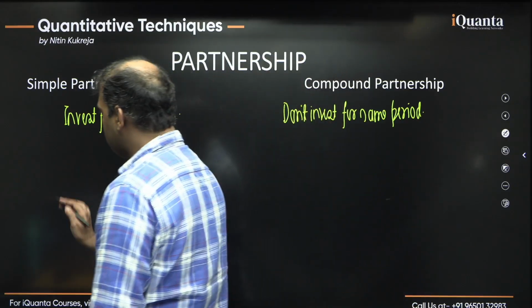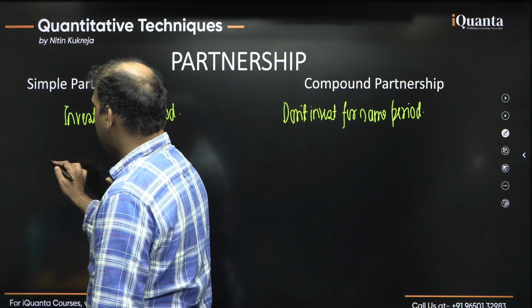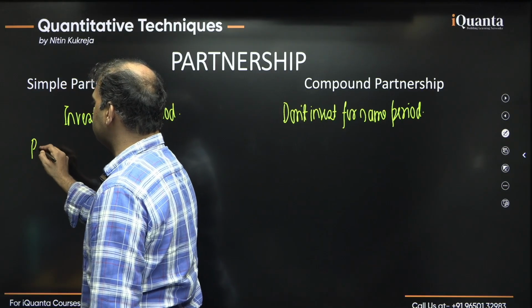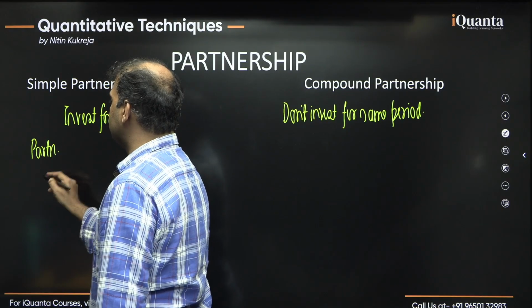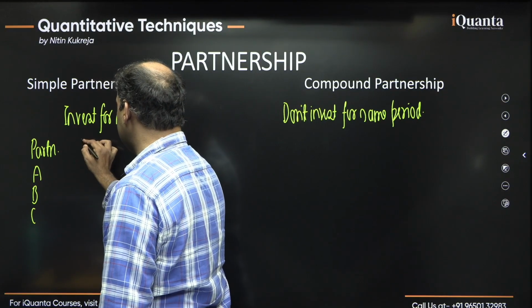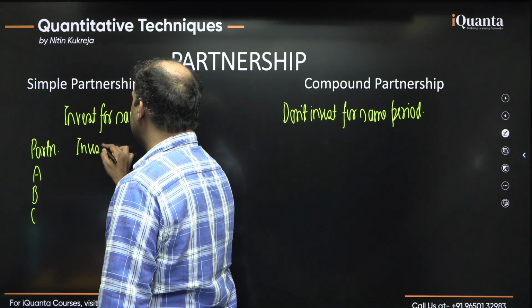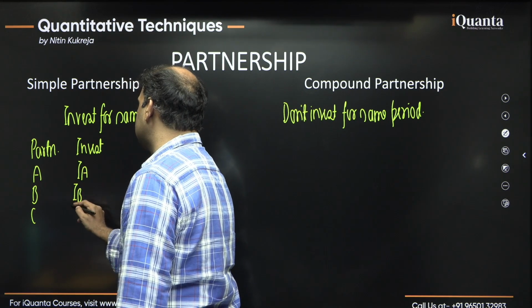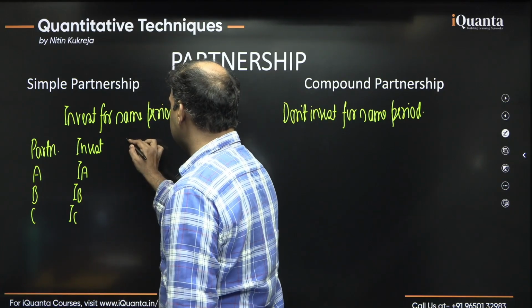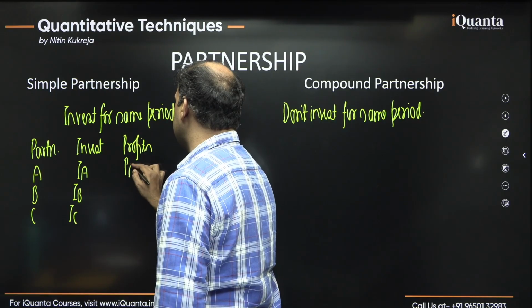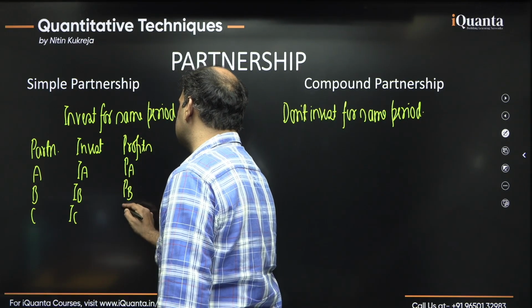So guys, let me write a few simple things. What actually happens in this case? Suppose I take a few assumptions. Let's say the partners are A, B and C, and the amounts of money they are investing are IA for Mr. A, IB for Mr. B, and IC for Mr. C. And the amounts of profit they make in the end are PA, PB, and PC. Simple as that.